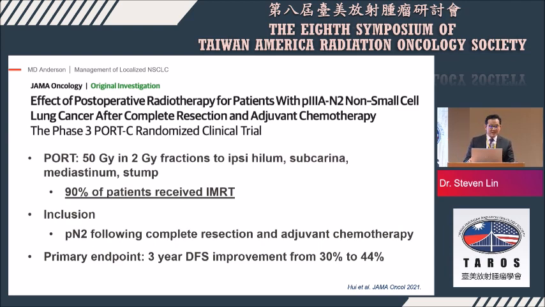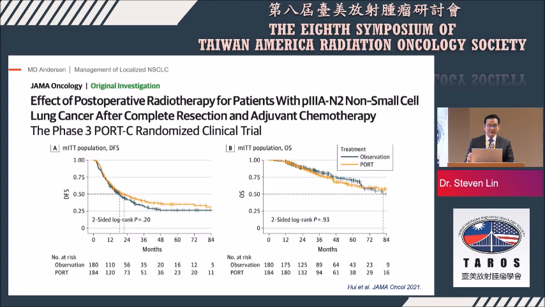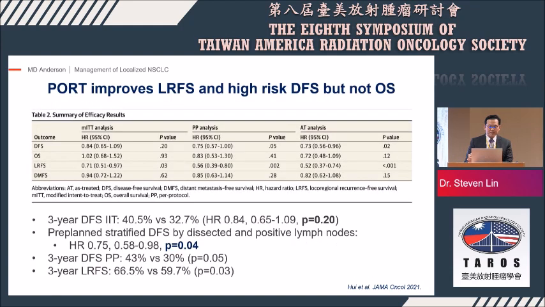The primary endpoint was 3-year disease-free survival, and unfortunately, it was a negative trial. There was no improvement in disease-free survival, which of course is a composite of not only recurrence, but also overall survival. And you can see from the overall survival curves, there was no difference between the post-op radiation arm versus the observation arm. However, the paper did show that local regional control was improved with post-op radiation. It's just not the overall survival.